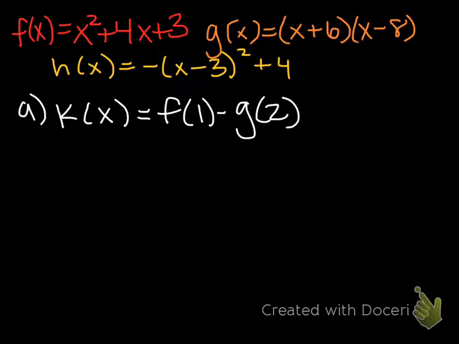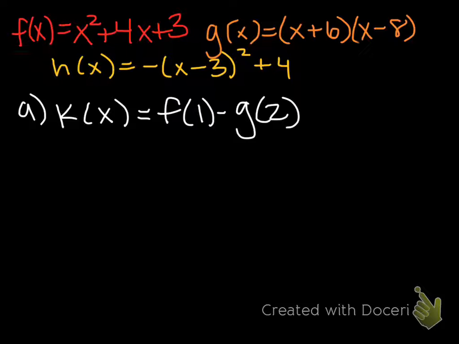Letter A says find k of x such that k of x equals f of 1 minus g of 2. So we need to perform 2 operations. I need to find f of 1, which means everywhere I see x, I'm going to replace it with 1. Because it says f, that means I'm going to this equation here.